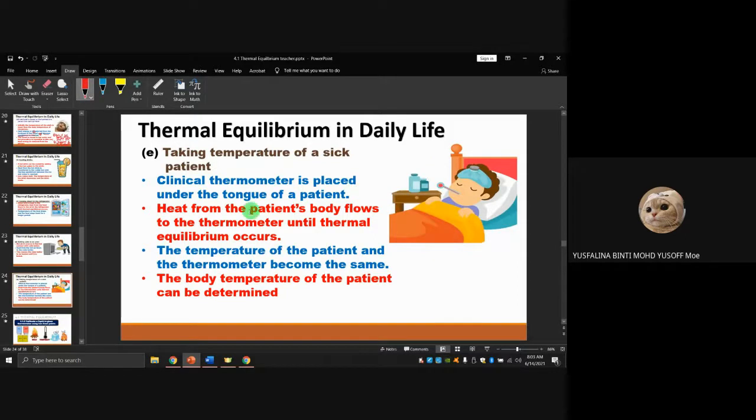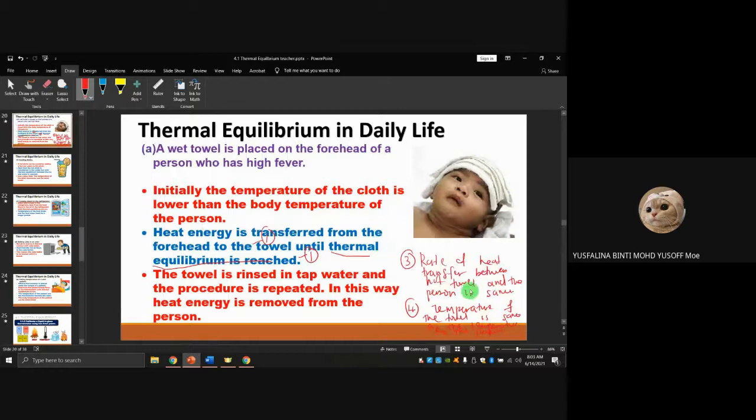So for this one you can use the one that I gave. It's just the same. You just change the hot towel to the thermometer.